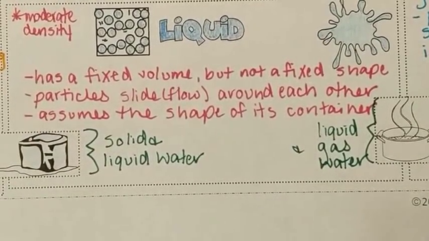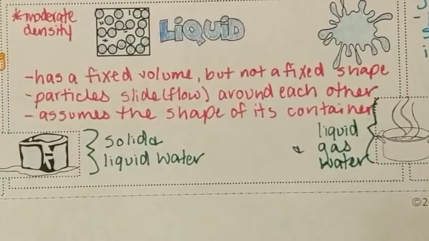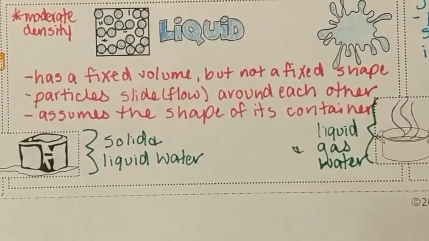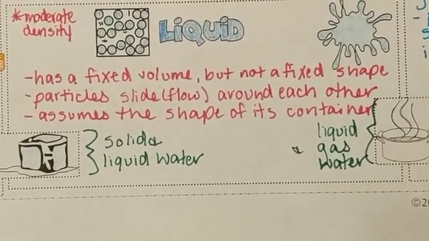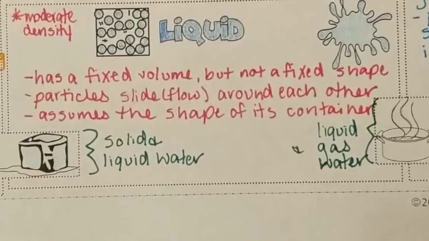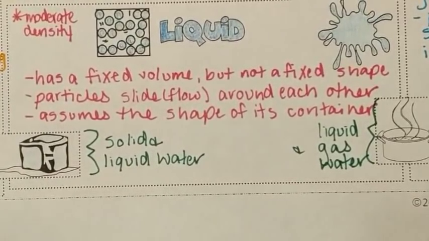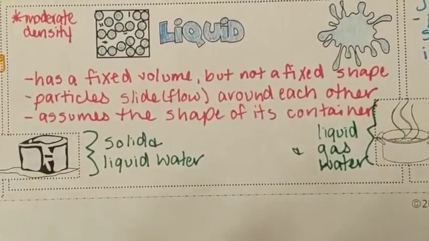That property of liquid, taking the shape of its container, is what allows us to measure it in a graduated cylinder or beakers or things like that. We can't measure the volume of a solid in a beaker because it doesn't take the shape of its container. So a liquid has an energy level between that of a solid and a gas.